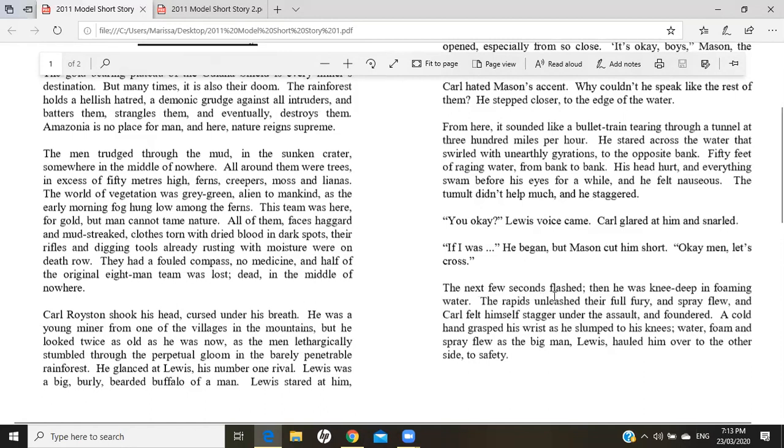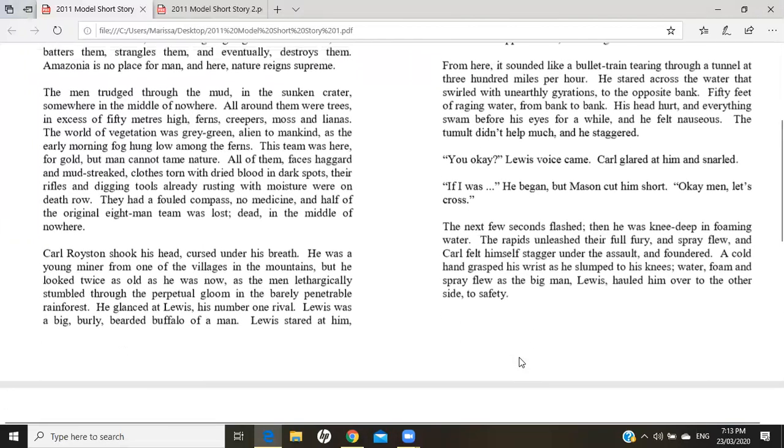The next few seconds flashed. Then he was knee-deep in foaming water. The rapids unleashed their full fury and spray flew, and Carl felt himself stagger under the assault and foundered. A cold hand grasped his wrist as he slumped to his knees. Water, foam, and spray flew as the big man, Lewis, hauled him over to the other side to safety.